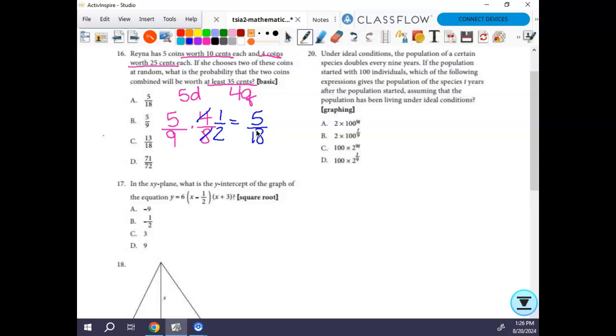Now, that's the probability of picking 2 dimes, which means this is what is not happening. If you have the probability of something not happening and you want the probability of it happening, you just subtract it from 1. So 1 minus 5 over 18, what would that leave me with? How many 18ths is 1? 1 would be 18 18ths, right? 18 minus 5 would be 13 18ths. That is my probability.